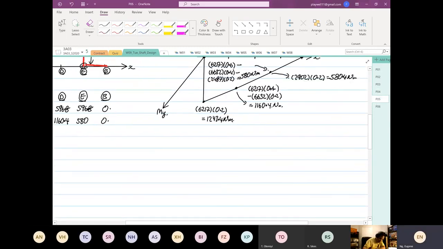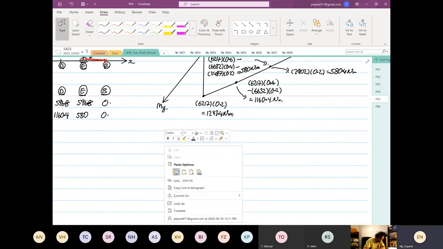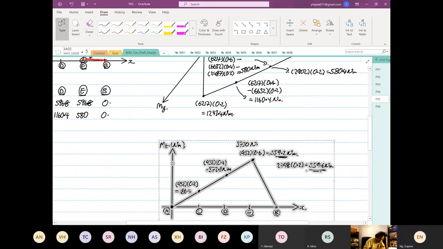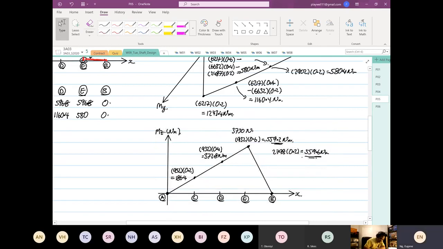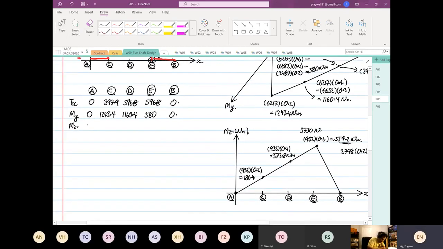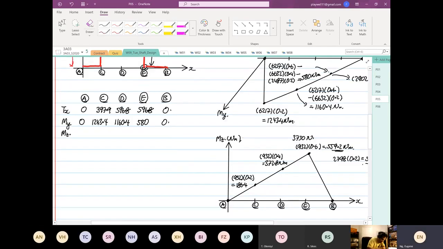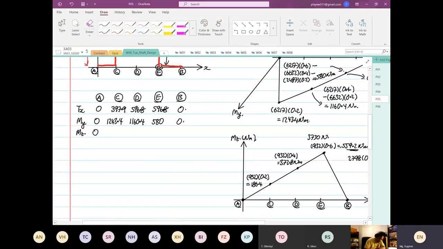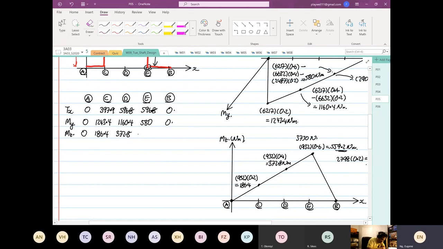So our moment about Z. Point A is again 0. Point C is 186.4. Point D is 372.8. Then you have 559.2. And then you have 0.